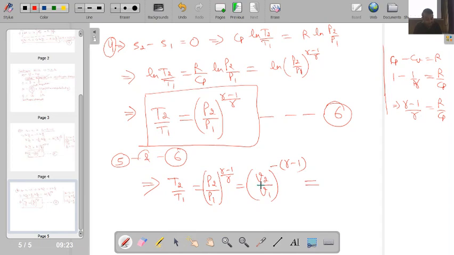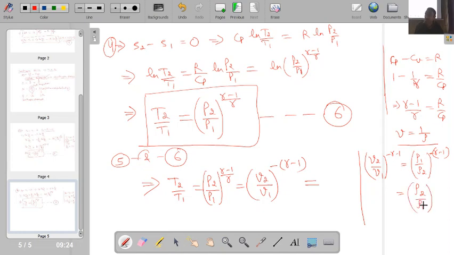Now, this V over here is nothing but specific volume, and we know that specific volume is 1 by density. So if I have to write this relation in the form of density, then if I use V2 by V1, I can write (V2 by V1) power minus (gamma minus 1) equal to (rho 1 by rho 2) power minus (gamma minus 1). Ultimately, if I just take the reciprocal, I can write rho 2 by rho 1 to the power gamma minus 1. So this is one very important equation.